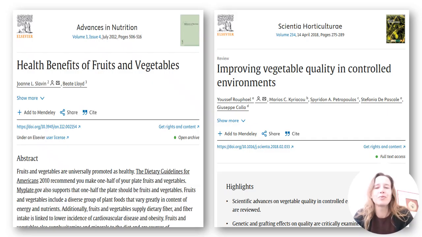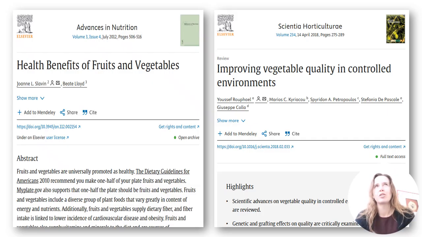And to prove the advantages of the health benefits linked to vegetables, we may also find some publications. This first one, published in 2012, is discussing the health benefits of fruits and vegetables.